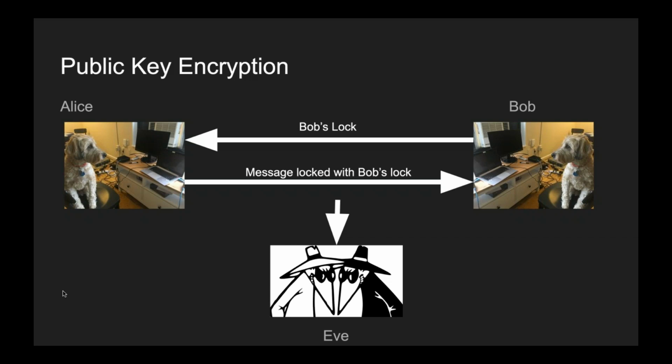So the basic idea here is Bob can tell the whole world how to make a lock that only Bob knows the key to. And so Bob can tell everyone Bob's lock, and then Alice can use Bob's lock to encrypt a message and send it back to Bob. Now Eve listening in at the bottom will know how to make Bob's lock, and will see something encrypted with Bob's lock, but without Bob's key, neither of those things is super helpful. And so Eve will not be able to read the message.